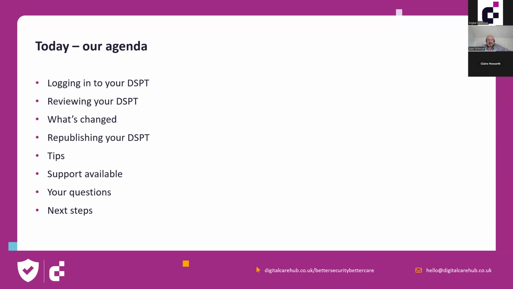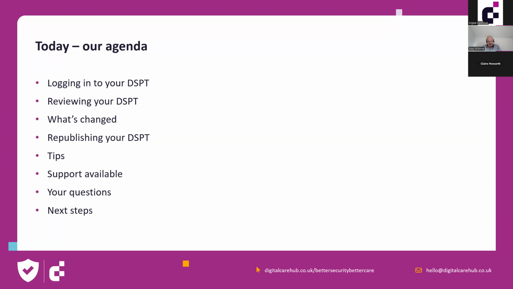So what are we going to be covering today? Well, the first thing we're going to be looking at is logging into your DSPT. So how do you actually get into it in order to respond? Then we're going to be looking at reviewing your DSPT, bearing in mind that for many of you, it will be a year since you last looked at your DSPT and may not remember exactly what was in it, or it may not be reflective of the situation that you are in currently. We're also going to be looking at what's changed on the DSPT, so what might look or be different to when you last logged in, and then working through how you republish your DSPT, and finishing off with tips and best advice in terms of working with the DSPT throughout the year, what support is available to you, and we'll be providing opportunity for any questions you may have, as well as looking at what next steps there are.